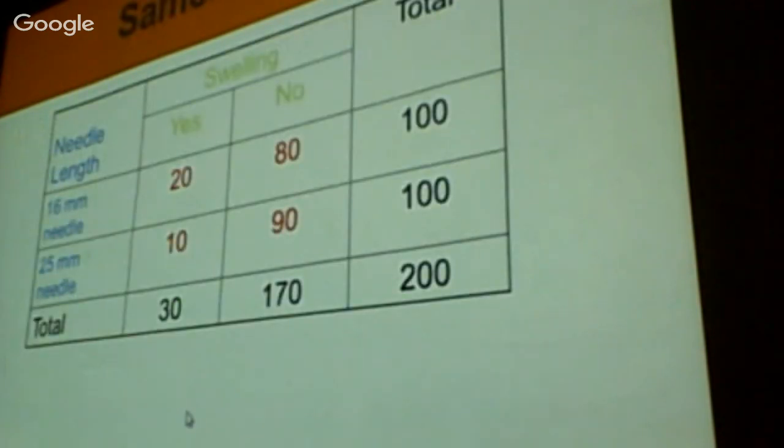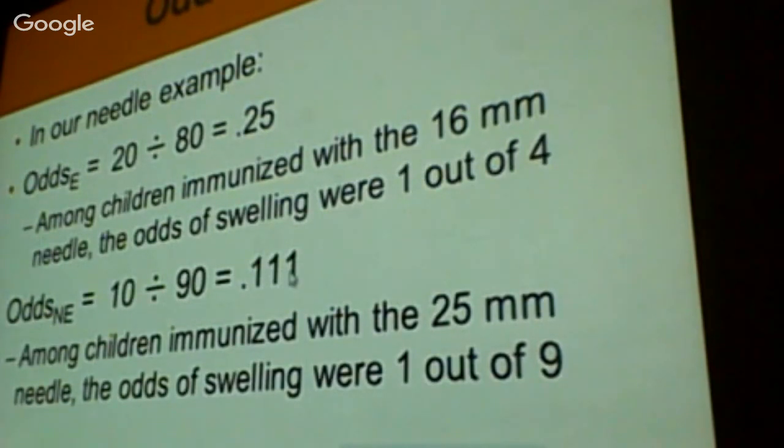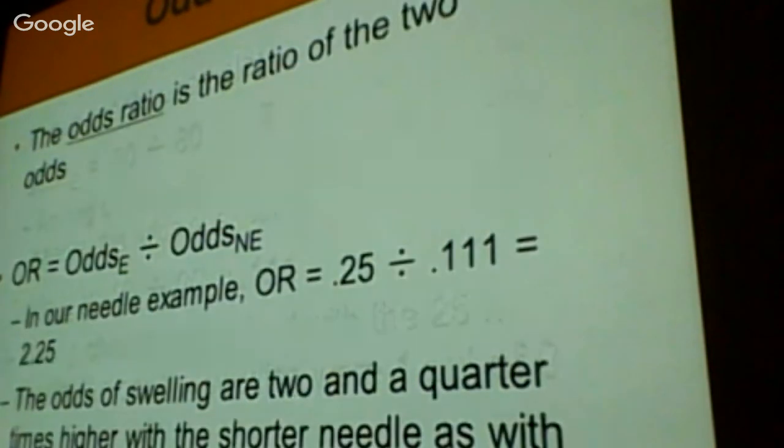So here again is my needle example. The odds of getting the swelling for my small needle is what? What numbers do I divide? 20 over 80. Right. The odds of getting swelling with my big needle, 10 over 90. Exactly. So 0.25 in the first one and 0.1 in the second one. Straightforward. The odds ratio is I divide those two and I get 2.25. So the odds are 2 1/4 times higher of getting swelling using a small needle than a big needle.